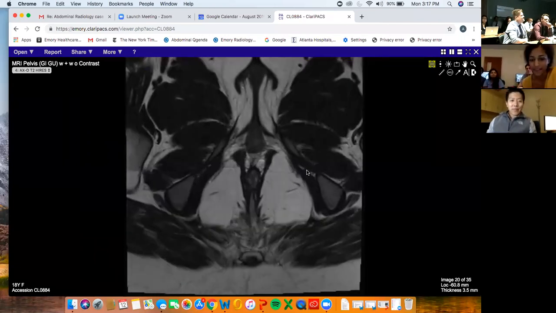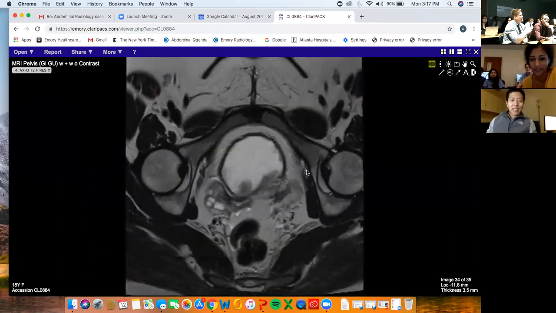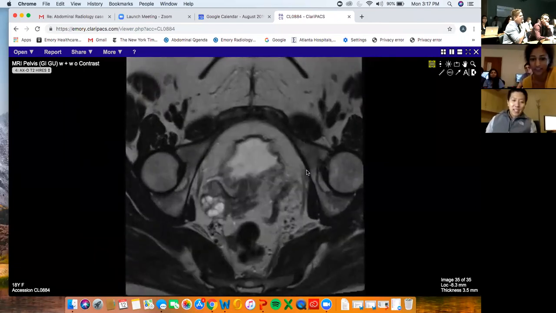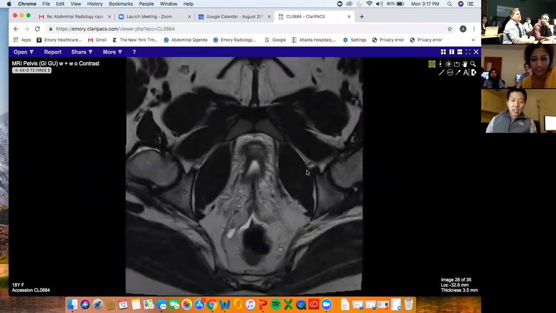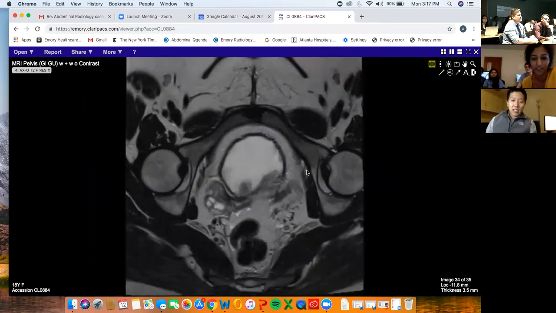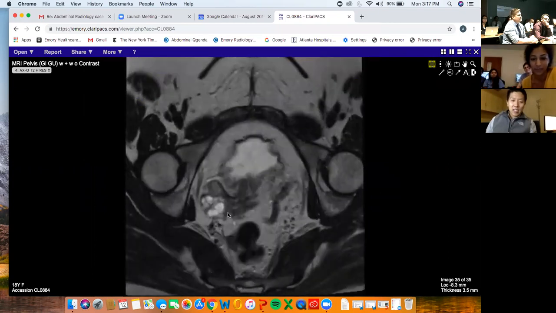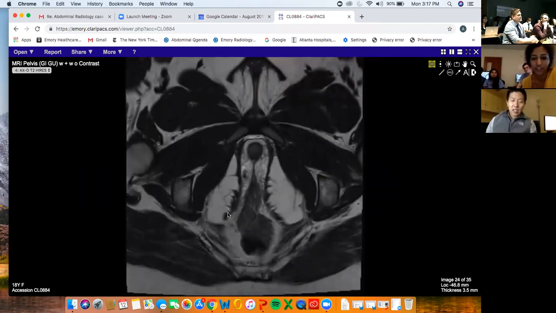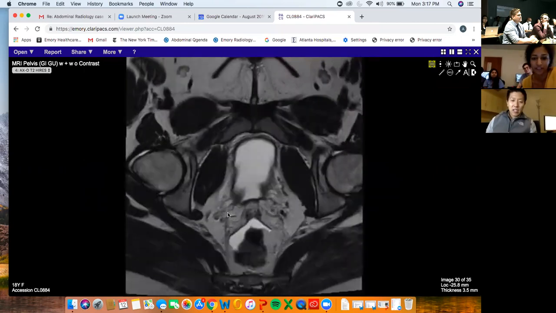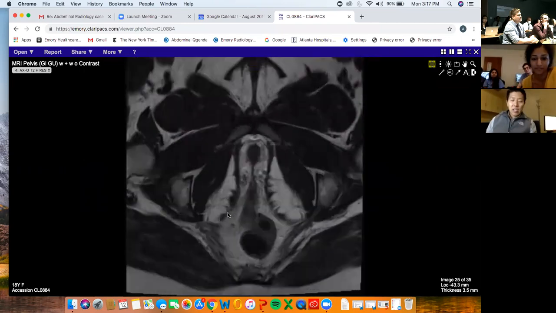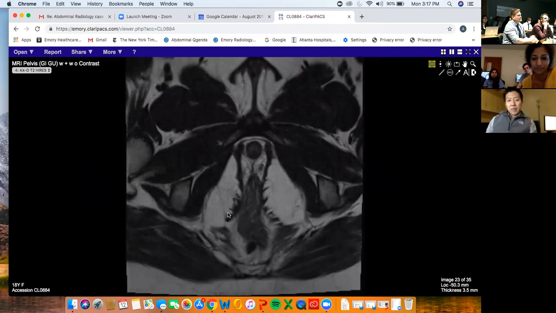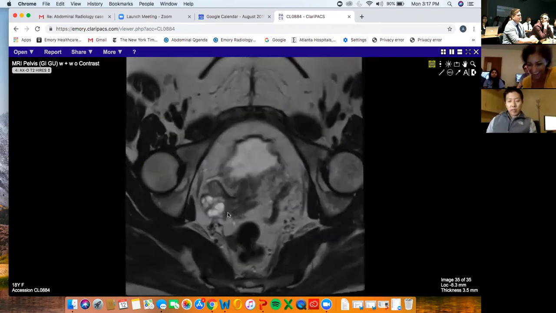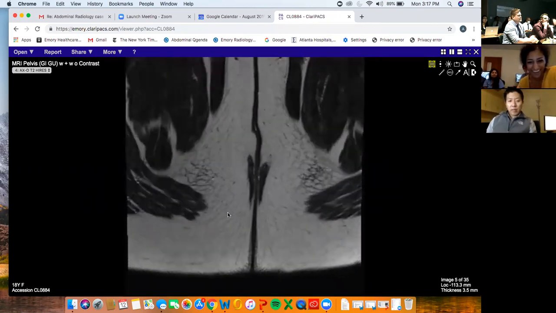Okay. I'm scrolling through a high-resolution T2 sequence of the pelvis. Unfortunately, I have very little control over my mouse, but... It's perirectal fluid. Okay, yep, there's a little bit of perirectal fluid. This is a female, and she presented with question of an imperforate hymen.